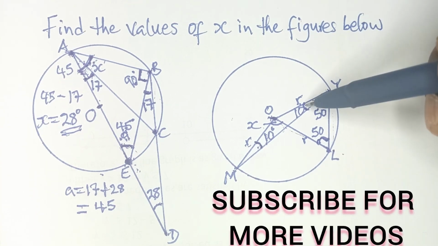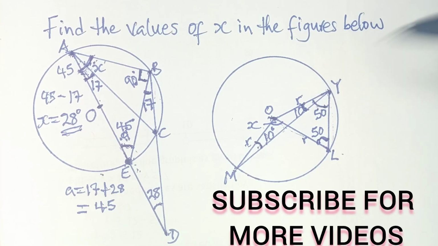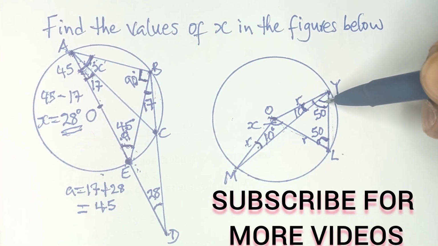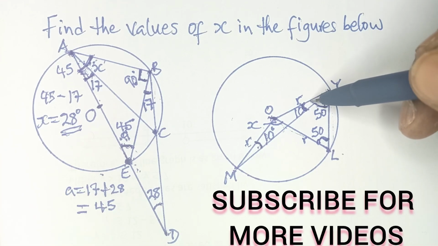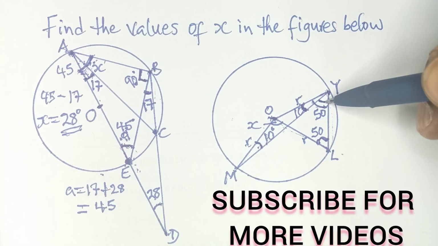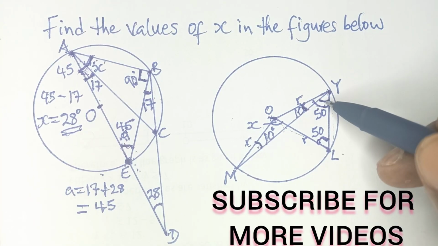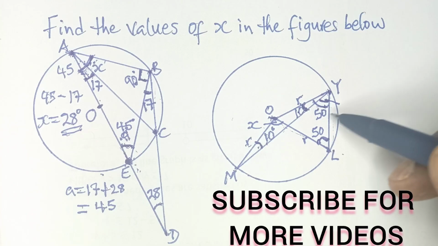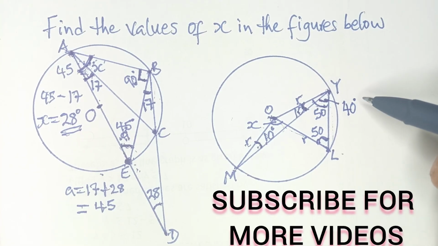So now, don't forget that we already know this place as 10. So this remaining portion now will be what? 50 minus 10, because the whole angle here is 50. This portion is already 10. So this remaining part will be 50 minus 10. So that will give us this portion as 40 degrees. 50 minus 10 is 40. So this portion is 40 degrees.